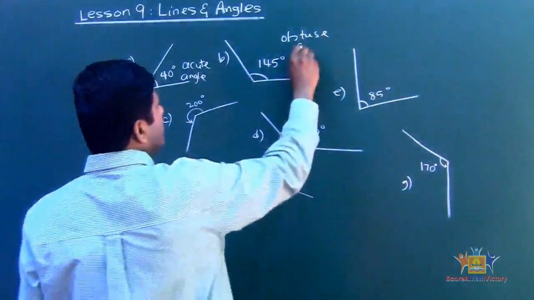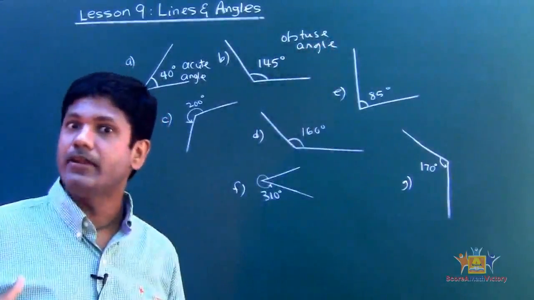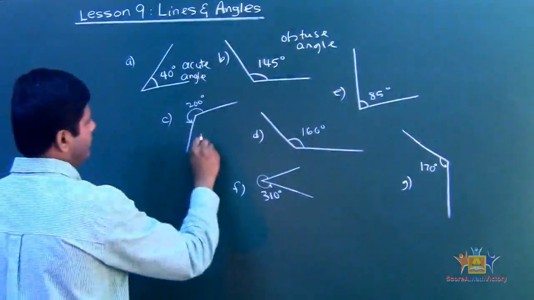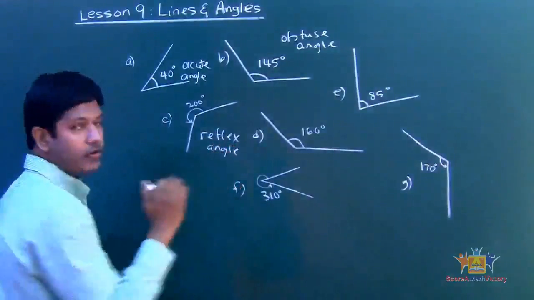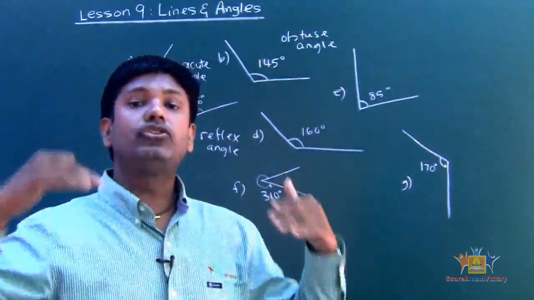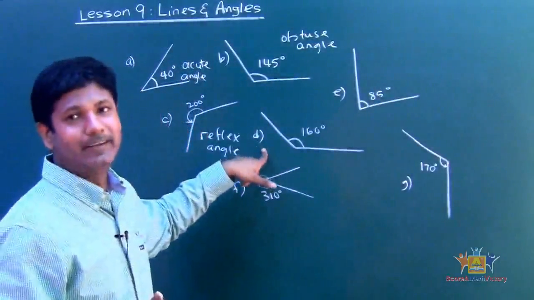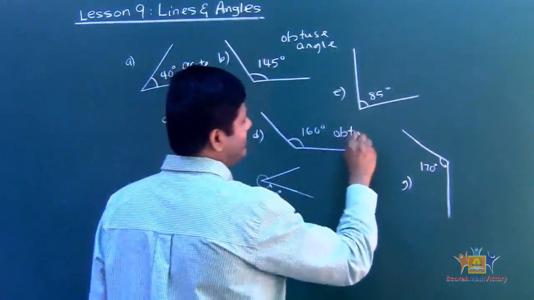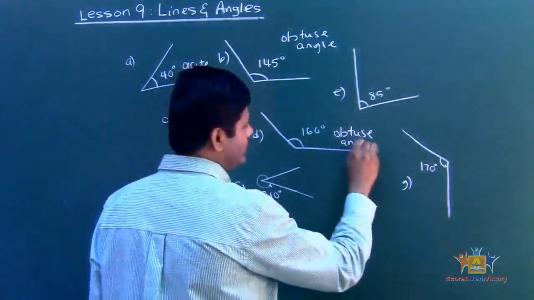So what happens when it goes beyond 180 degrees? You call that reflex. Right there, C is a reflex. Now remember, a reflex angle stops at 360, so a reflex angle is between 180 and 360. Let's look at D. What kind of angle is that one? Good job, obtuse angle. Make sure you know the spelling: O-B-T-U-S-E, angle.